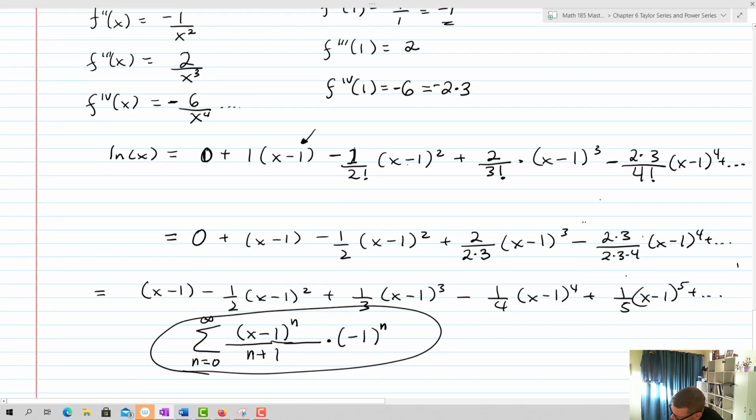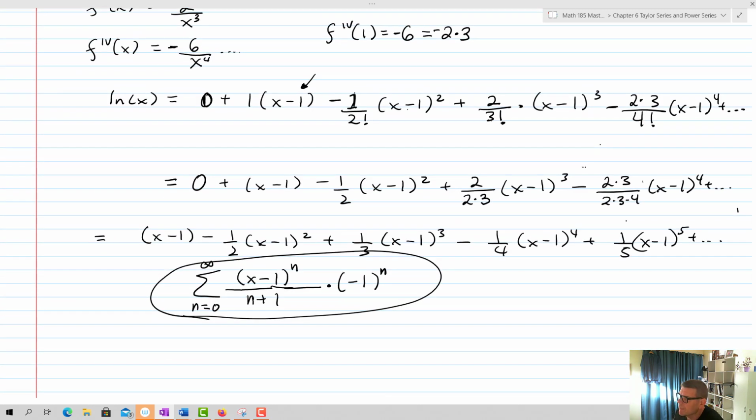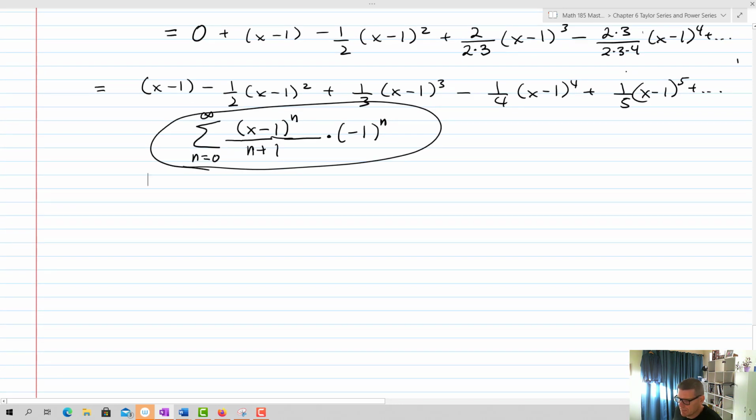So now that we have that, what we can do is we can go out and find its radius of convergence. So that's what I'm going to do. So let's find the radius of convergence. I'll use the ratio test in order to do that.